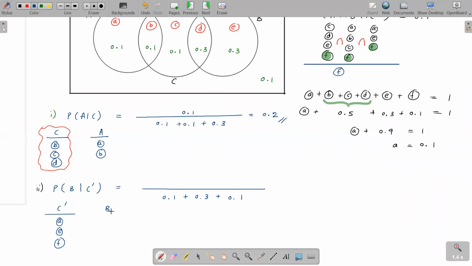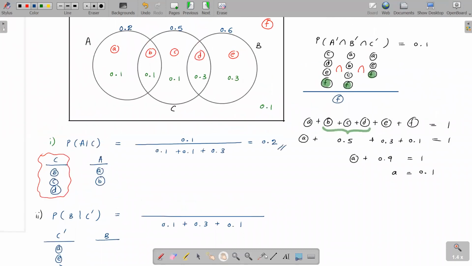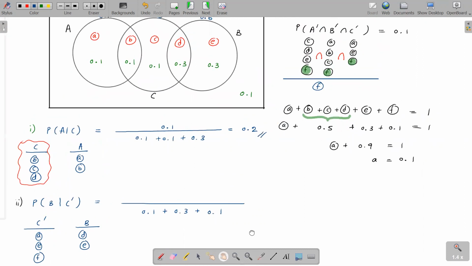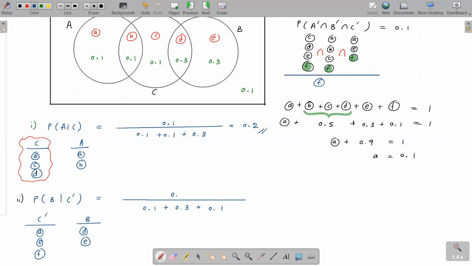So given that, now get the probability of B. B is going to be the circle B, that's D and E, right? Out of these, which one belongs to the given part? D is not there, E is there. So which means E probability should come to the top. E probability is 0.3. So 0.3 over 0.5, right? 0.3 over 0.5 is 0.6. So great.